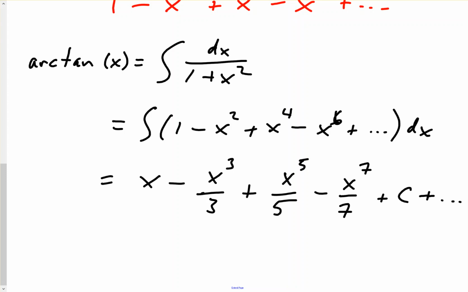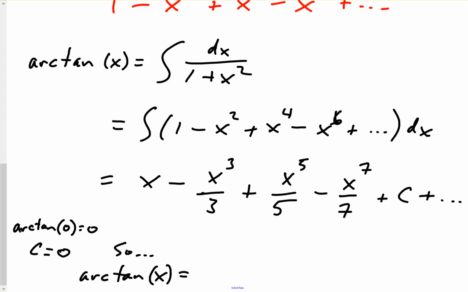Okay, now the c we don't have to worry about, because think about it this way: arctan of 0 equals 0, so therefore it forces c to be 0. So we have arctan of x equal to x minus x cubed over 3 plus x to the 5th over 5 minus x to the 7th over 7, and so on.